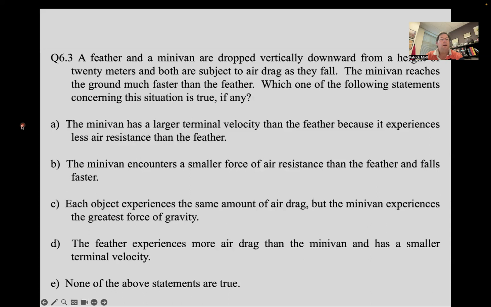All right, let's do a question. We have a feather and a minivan that are dropped vertically from a height of 20 meters. Both are subject to air drag as they fall. So this is not free fall for either object. The minivan reaches the ground much faster than the feather. Probably what you expected, but why? Which of the following statements concerning the situation is true, if any? So read through those all, see which one makes sense, talk it over with your physics friend, and then you can unpause the video and we'll go over the answer.